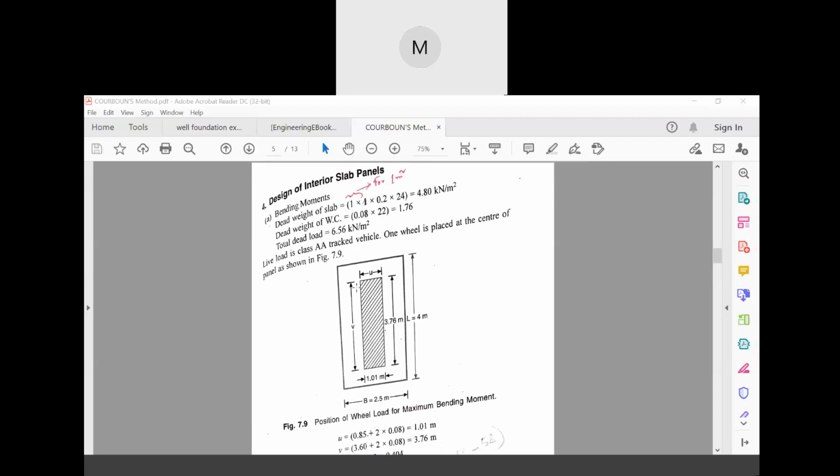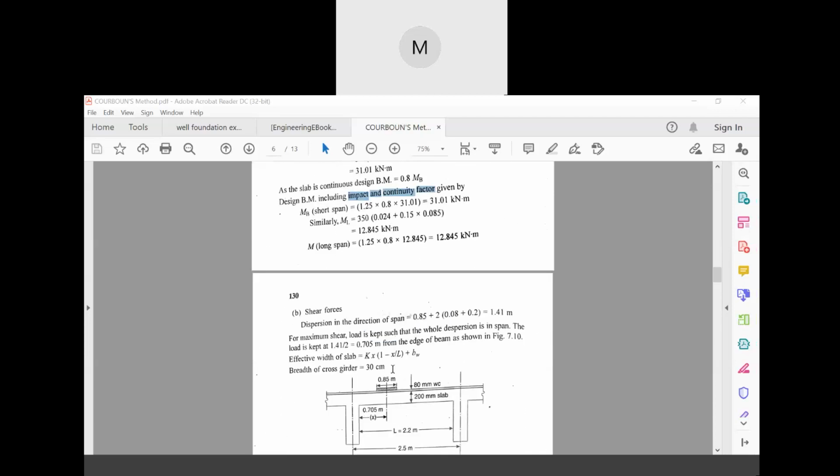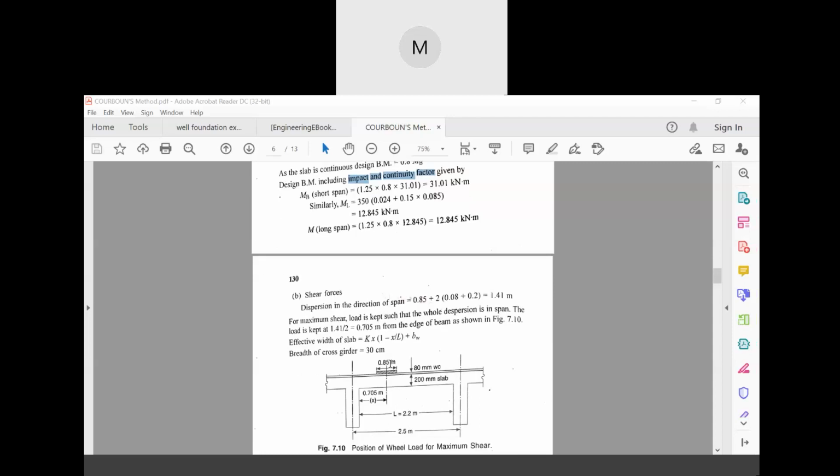But then, what happens is that the vehicle, now we are not designing it for the live load, I know that. But then, what will happen? There will be certain impact values in T-beam bridges when the vehicle actually comes. That is why we are considering the impact factor.